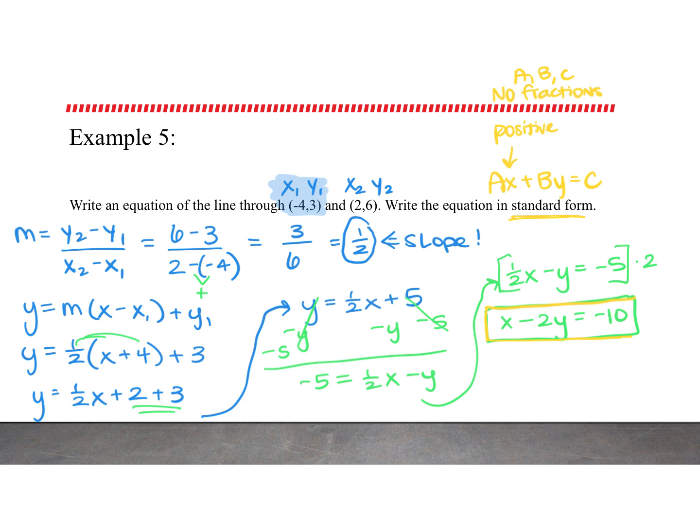This example 5 represents like the longest problem you will have in this section, because we asked you to find the equation of a line, but in order to do that, you had to find the slope and then use your point slope, and then you had to check that you were in the right format for your final answer. So this is like the most involved problem you will see.